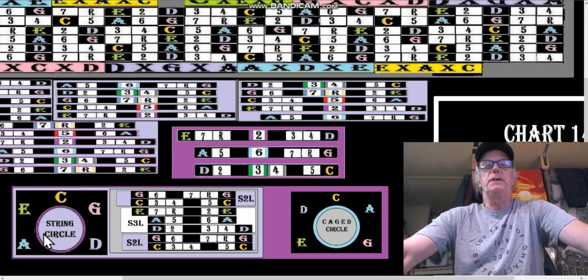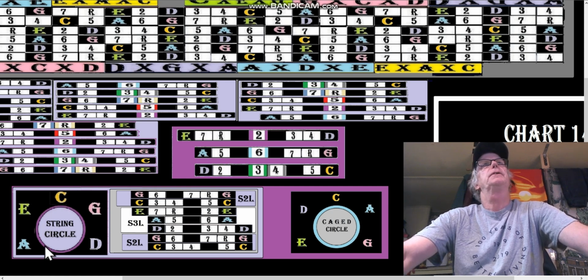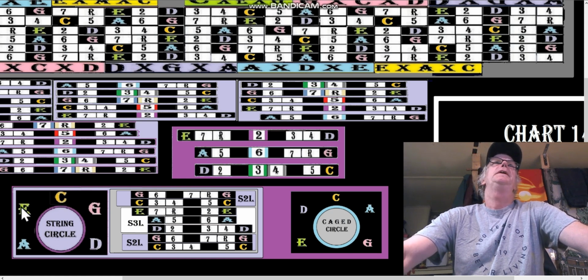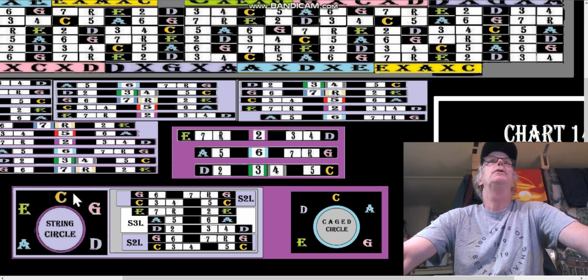Same thing with the string circle. It took me a while to make it, and then to also decide what direction it was going. I've got it set for clockwise here. It goes clockwise in fifths, with the augmented fifth between E and C, and if you go backwards, it's a diminished fourth between E and C, and then it goes in fourths.